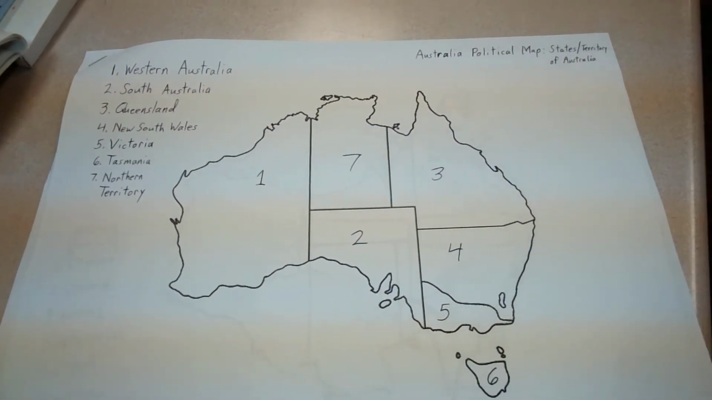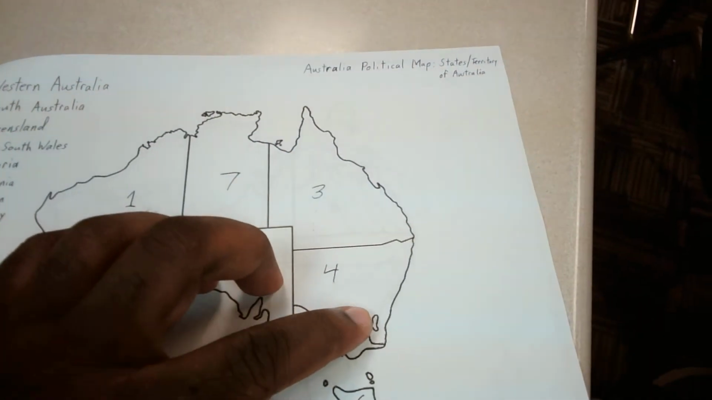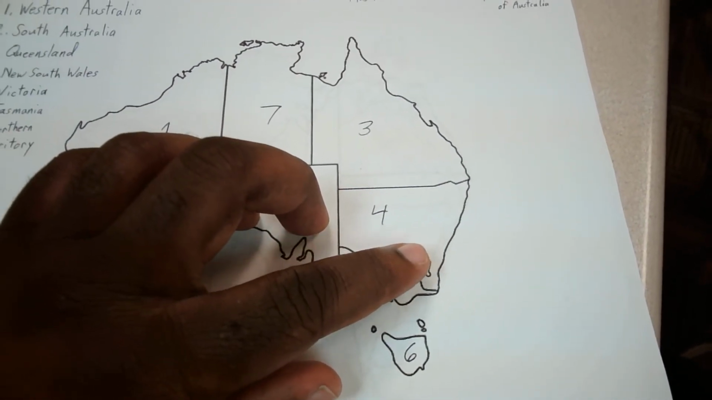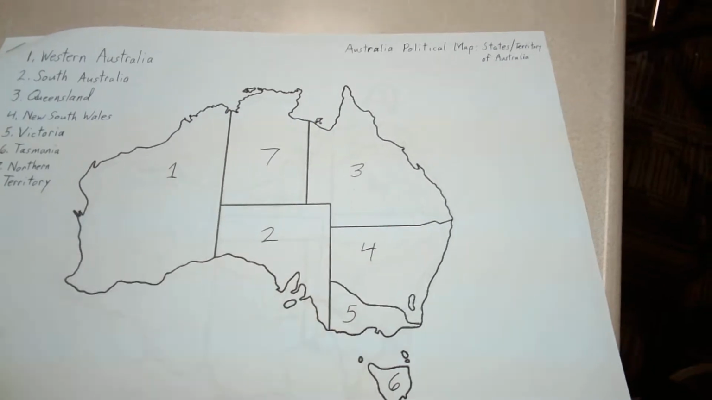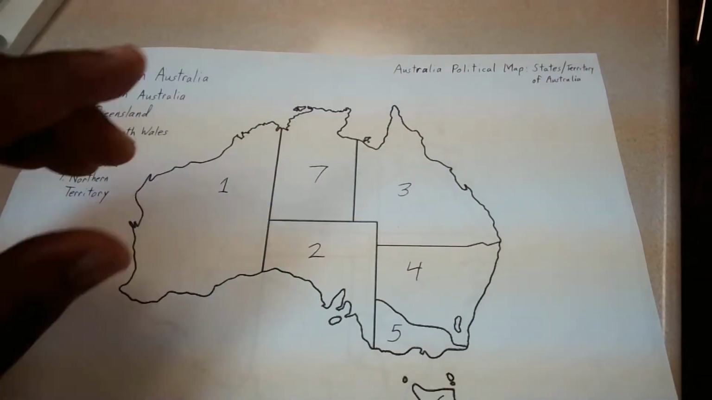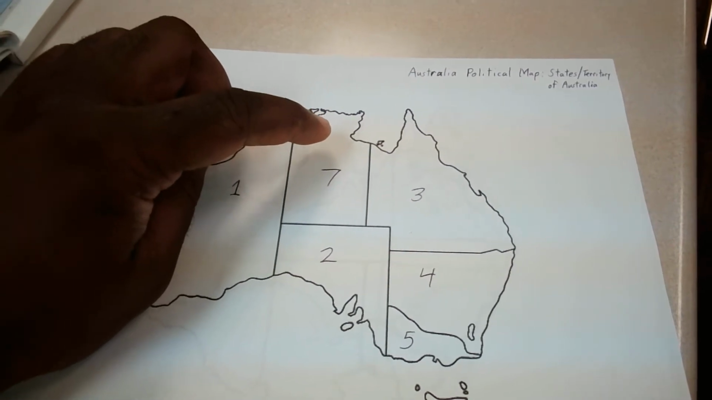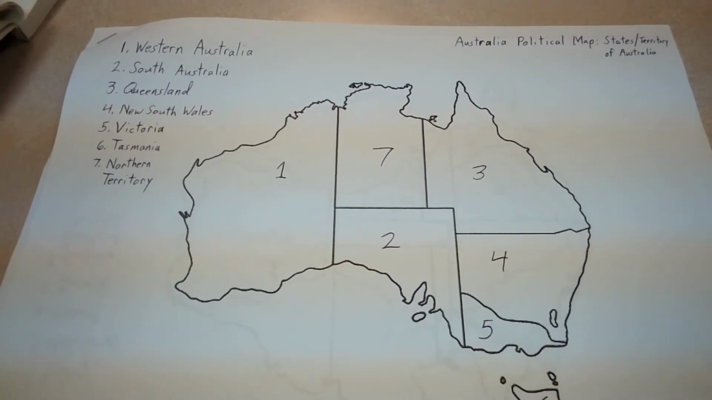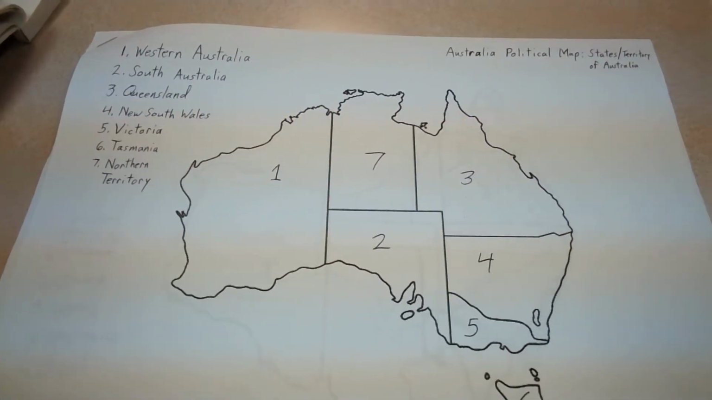By the way, there are several other territories, like if you see this right here, this is a territory. This is where Canberra is located. Canberra is the capital of all of Australia. And there's a couple other smaller territories, but we're really mainly focusing in terms of territories on the Northern Territory. Okay, so that's the only territory we're really going to talk about.